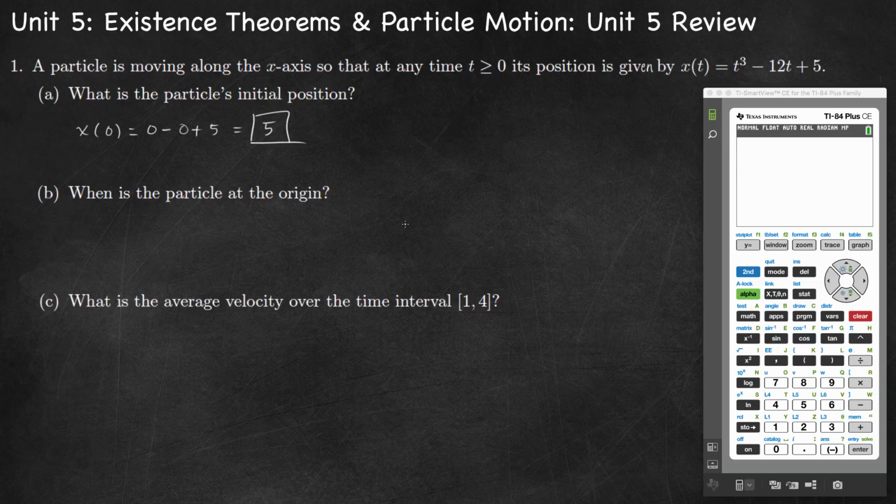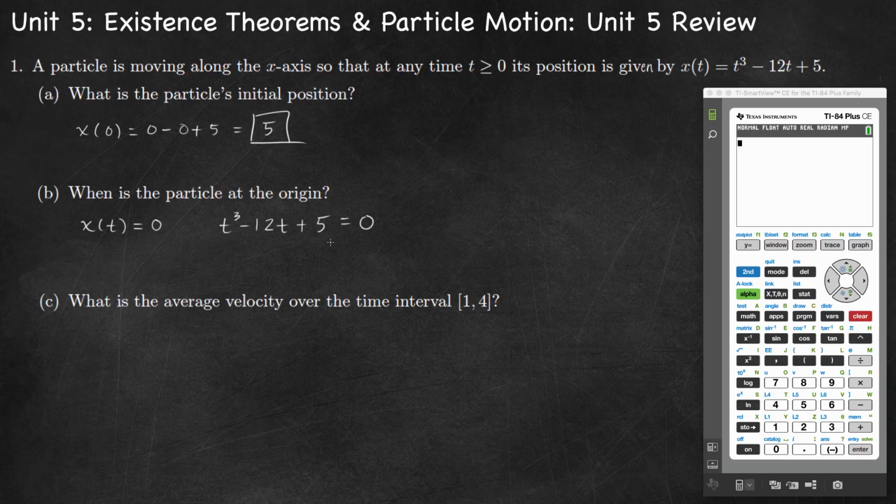Part B, when is the particle at the origin? When is it at the origin is asking for what time? So we're trying to solve for t. When it's at the origin, its position is 0. By position, we mean the distance away from the origin. So when is the particle at the origin means at what time is the position equal to 0. So we're going to let x of t equal 0, and our x of t is t cubed minus 12t plus 5.